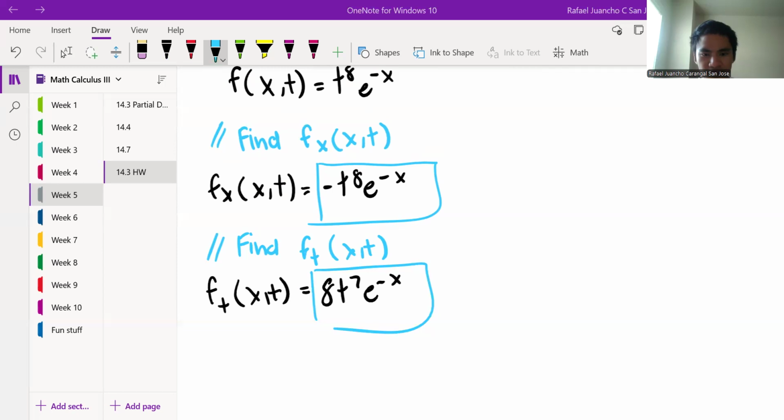Negative t to the 8 e to the negative x. So here I'm just plugging in what I answered. Okay, now we have 8 e to the 7th. And I go down. I get e to the negative 8. I get e to the negative x. My bad. And that should be it. Let's see. Nice, got it.